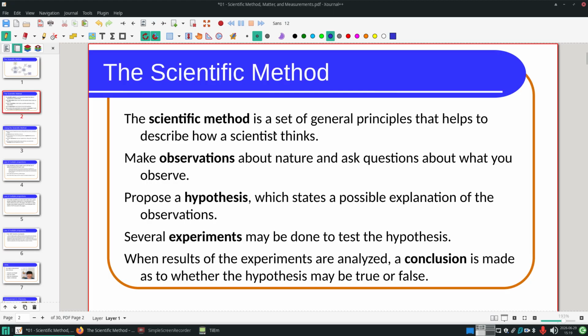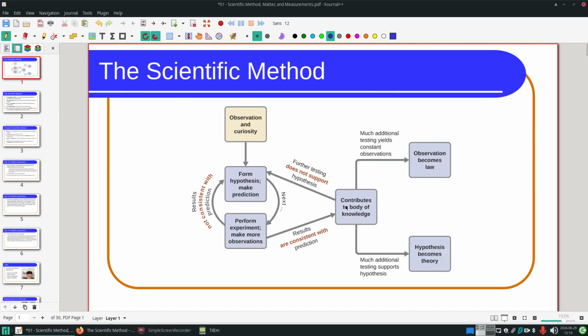You have your scientific method that lays it out. We make observations, we ask questions about what we're seeing, we make a hypothesis, we design some experiments, and we go back and make observations, adjust that hypothesis, and do more experiments. Now, if I go back up here, you see where it says, if it's something that contributes to the body of knowledge, it either becomes a hypothesis, becomes a theory, or it becomes a law.